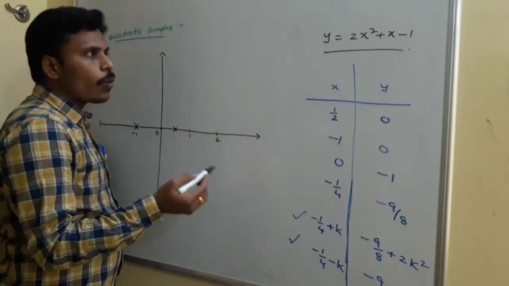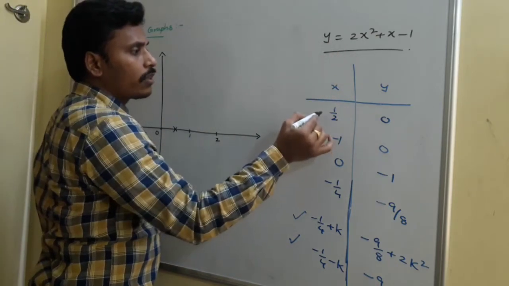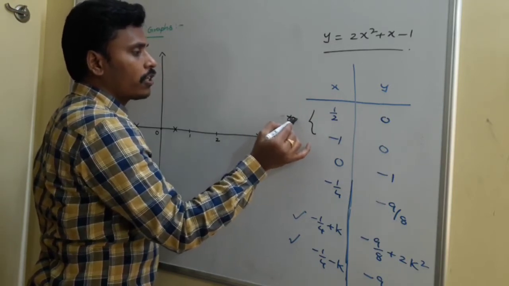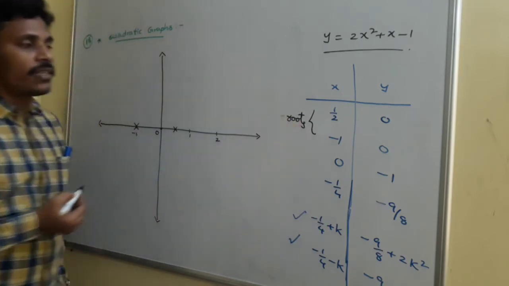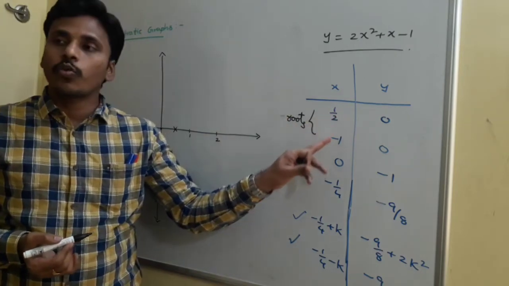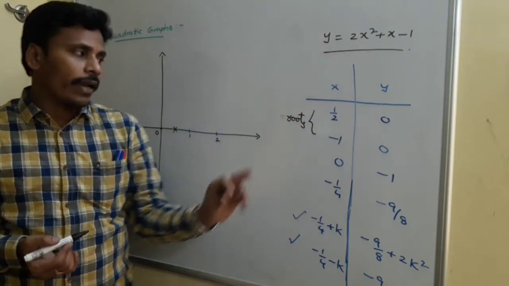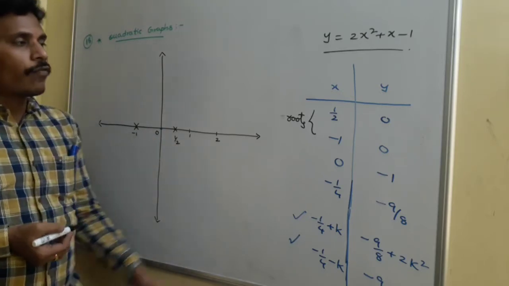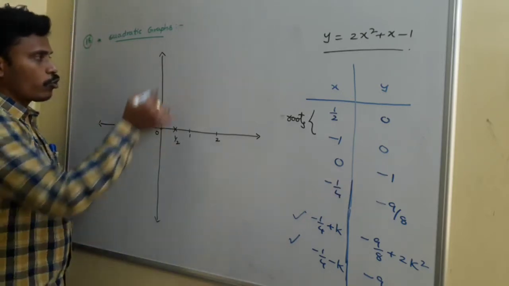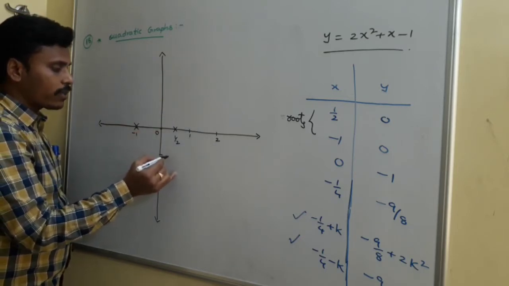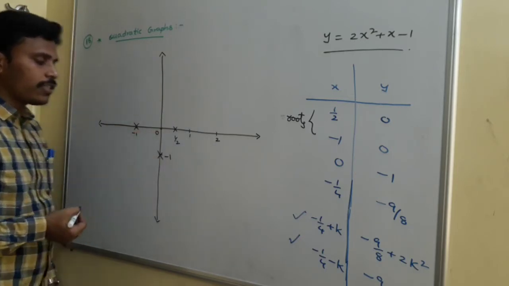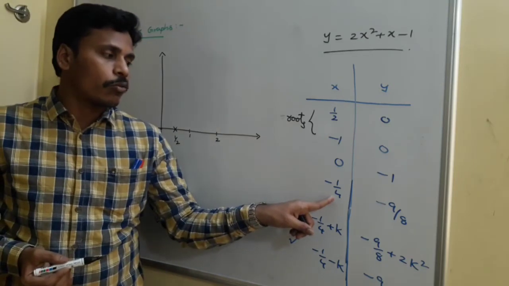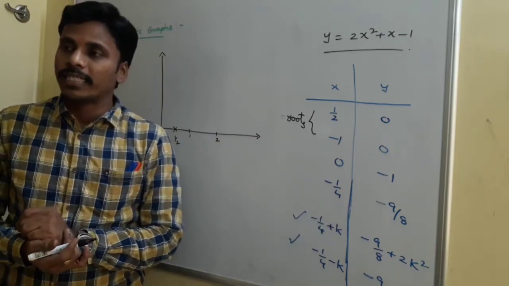These two are nothing but the zeros or the roots of the equation. For the equation you may say roots, for the expression you may say zeros, because for x equals 1 by 2 and minus 1 the value of y is 0. So those two roots are on the x-axis, 1 by 2 and minus 1. Afterwards at x equals 0, y equals minus 1, on the y-axis. Then you need to note a point where x equals minus 1 by 4 and y equals minus 9 by 8.